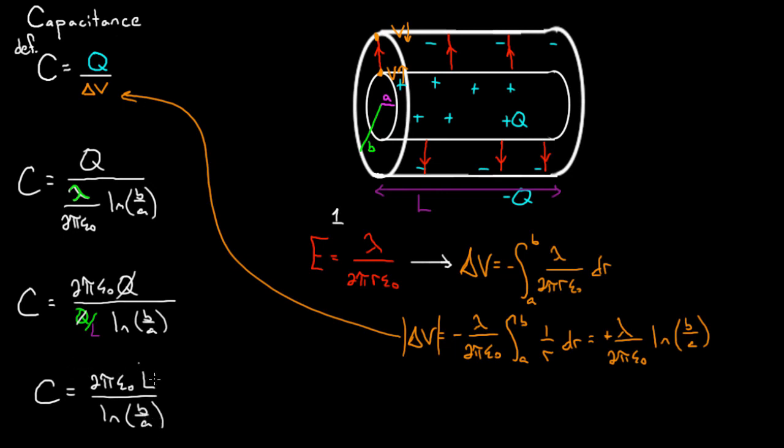And so this is the capacitance of a cylindrical capacitor. Notice, the longer it is, the more capacitance it has, and that makes sense. There's more surface area to spread that charge over if you have a longer capacitor. Sometimes people leave off the L here. They divide both sides by L, and they say, okay, the capacitance per length of a cylindrical capacitor is this.